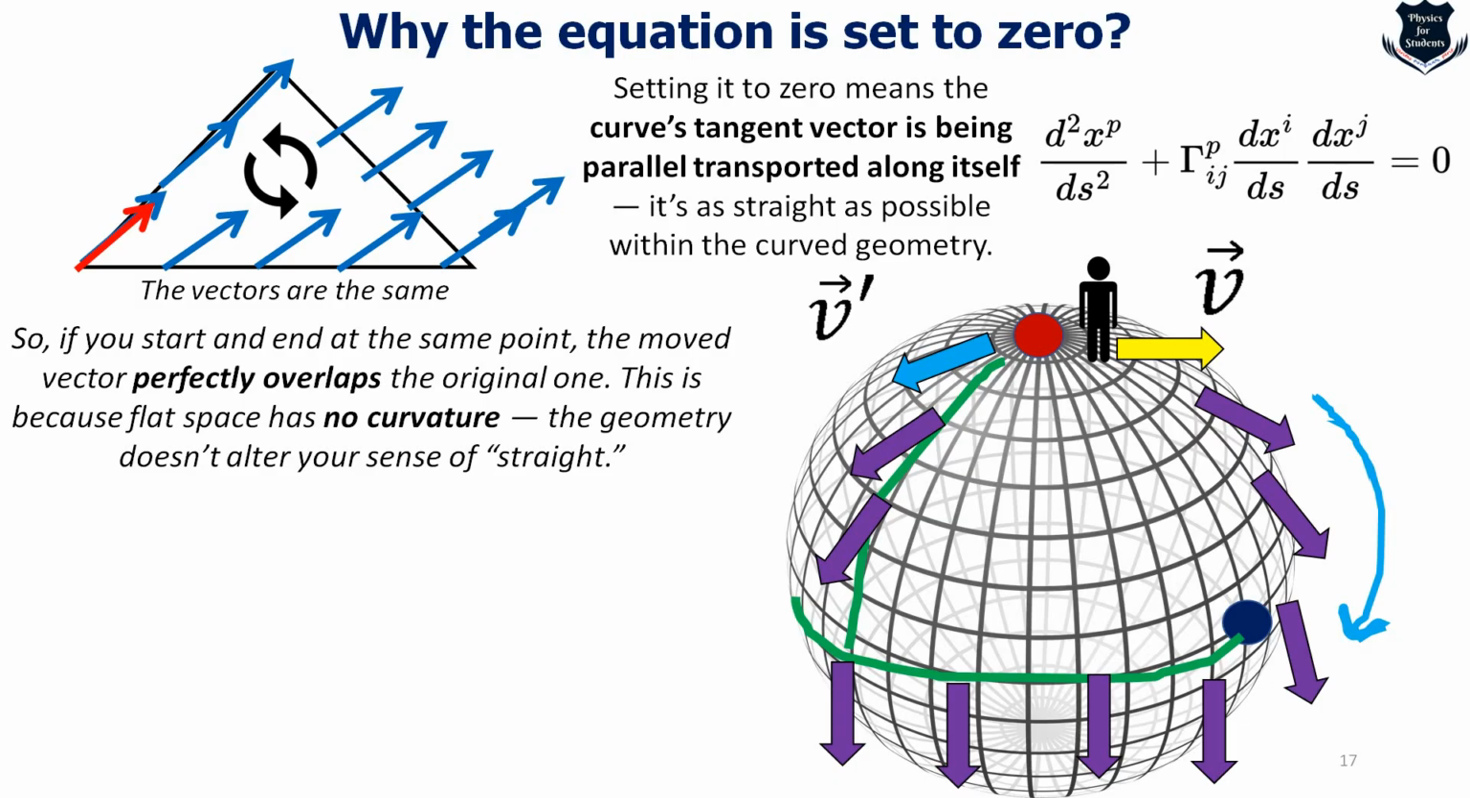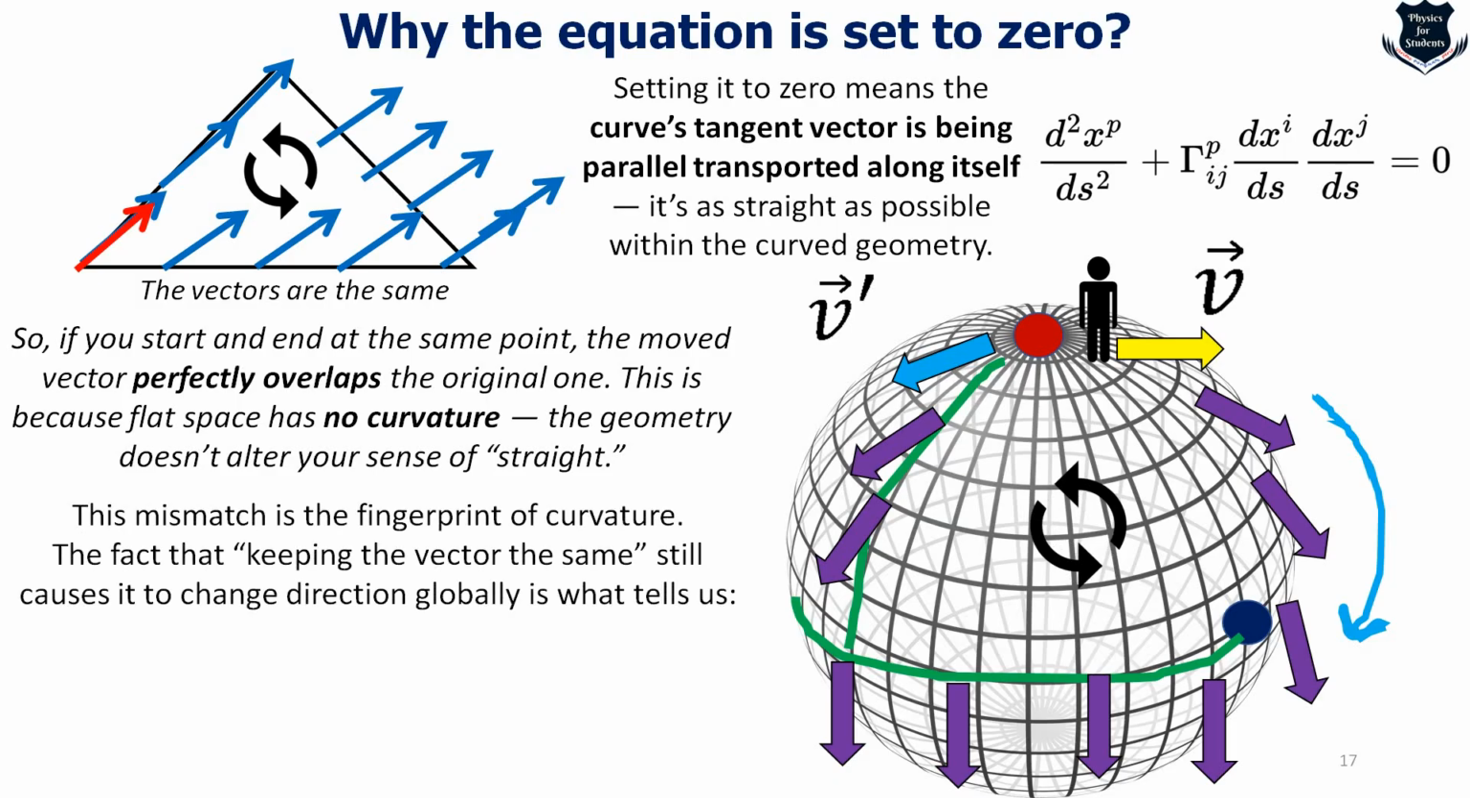So the yellow vector, which is the v1 with which I originally started, is not overlapping, and there is a gap between the v and the v prime. This mismatch you can tell. So again it is looping around, right? Technically we should say it is looping around. So this mismatch is the fingerprint of curvature.